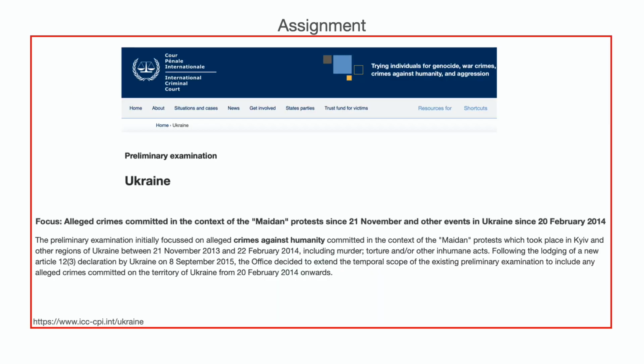Students, stop the tutorial for 20 minutes and read the declaration lodged by Ukraine over alleged crimes against humanity committed on its territory in the context of the Maidan protest and other events in Crimea and eastern Ukraine, including murder, torture, and other inhuman acts.